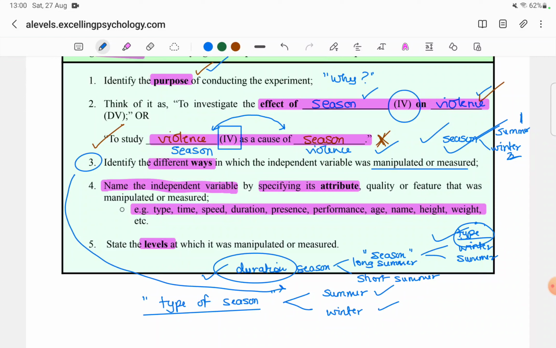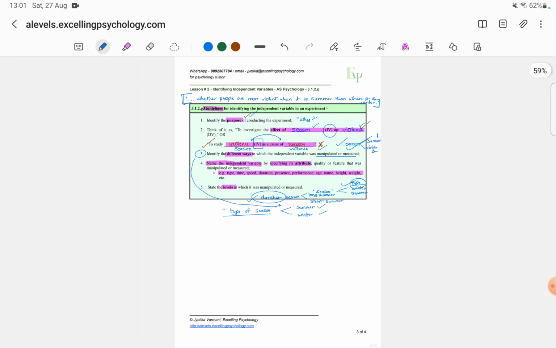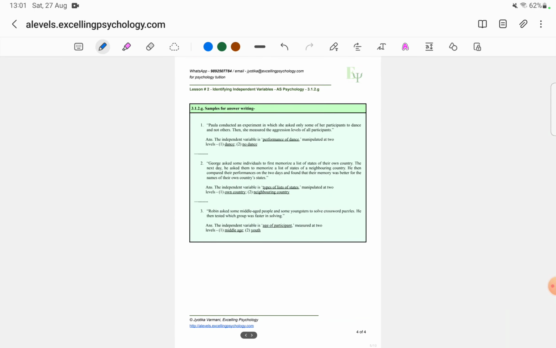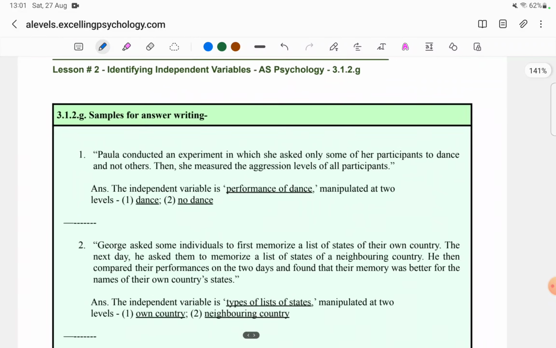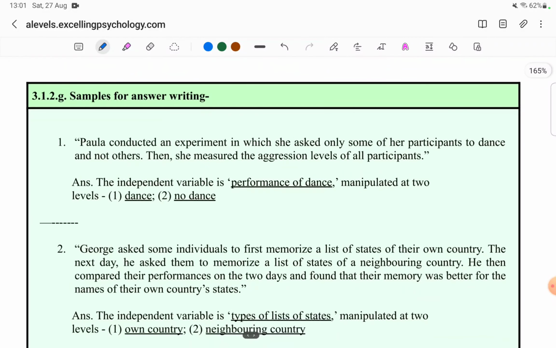Okay, with this we are ready to start practicing identifying independent variables in the past papers with these guidelines. Before that, what I do, and students like this, they always tell me they want to see some sample answers. They are a little hesitant before directly answering any questions in the paper. They like to see some model answers so that they get an idea of how to present answers themselves.